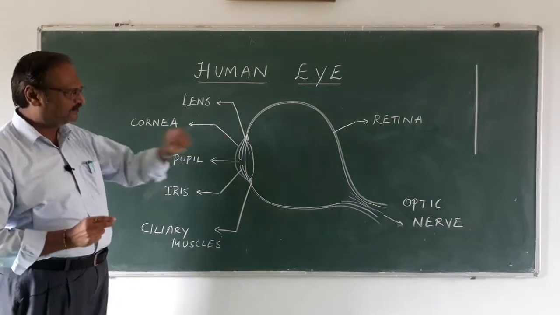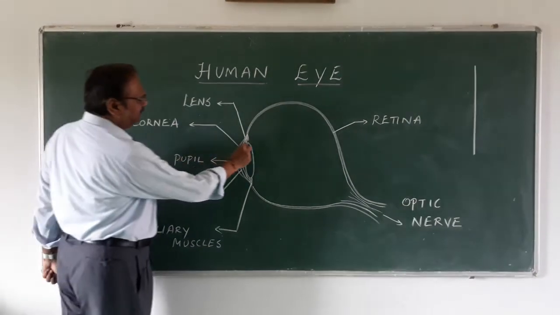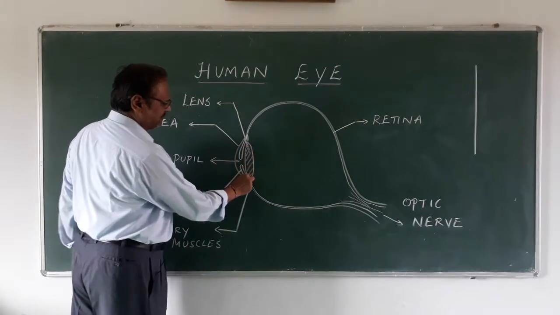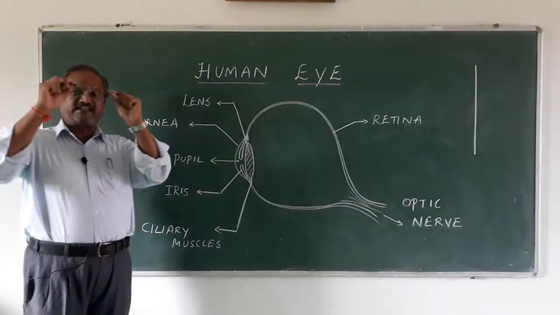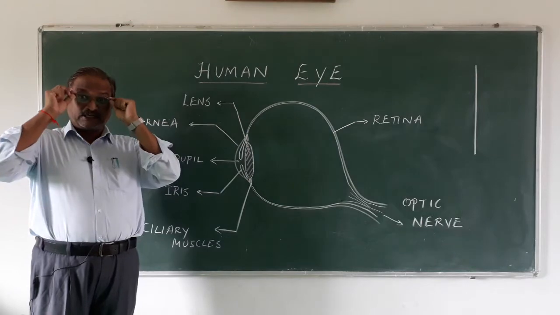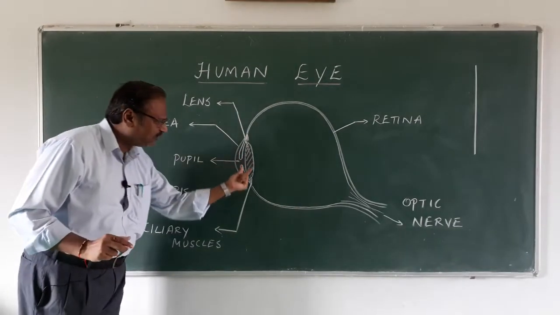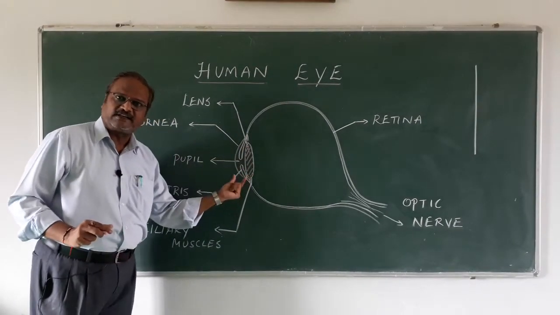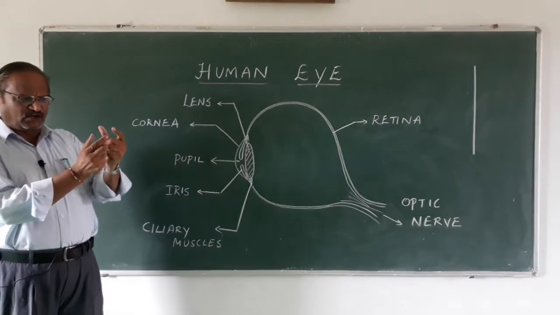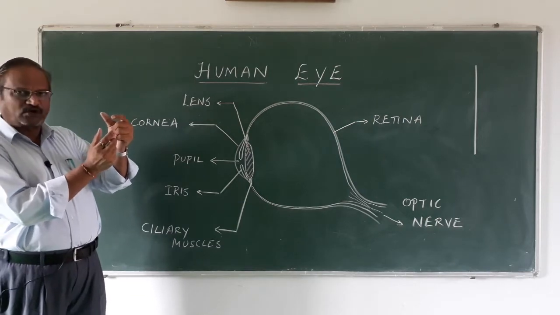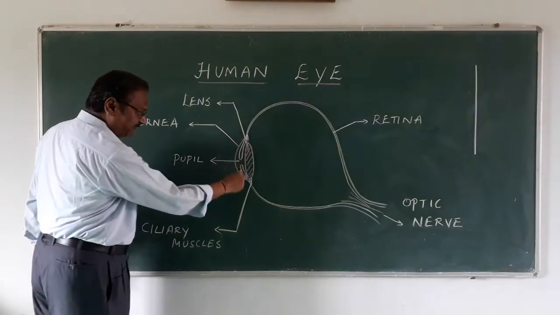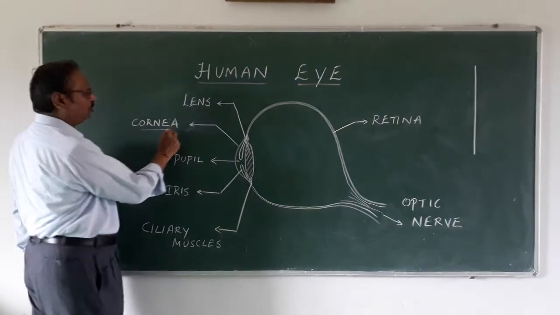Let us see the parts of the human eye. The human eye has first something called a lens. There is a lens. Now I am wearing lens. Yes, the spectacle is made up of a lens. So like that, the human eye has a natural lens. But that natural lens is made up of fiber. It is not fixed like a glass. It is not fixed.